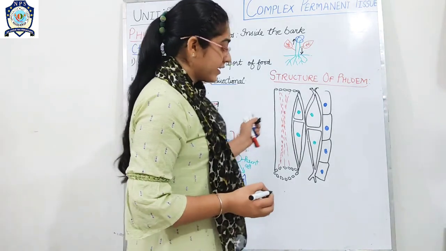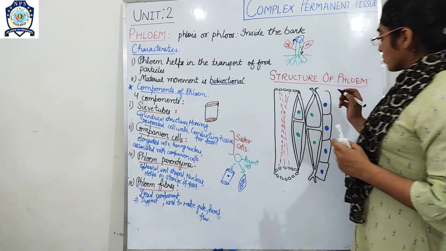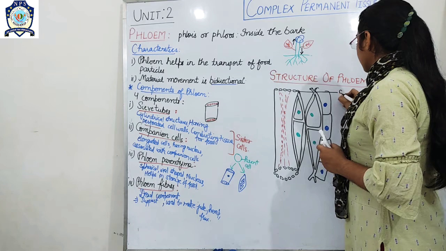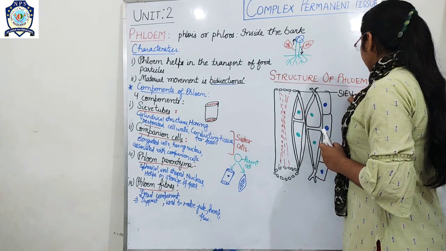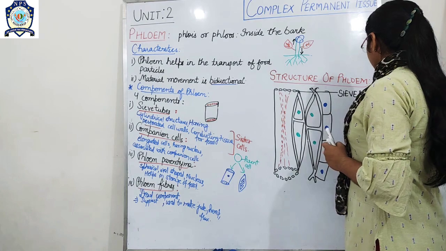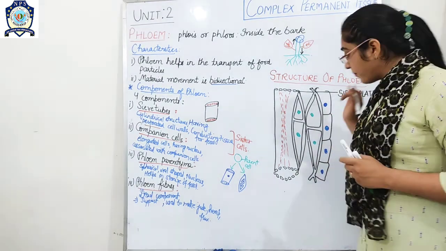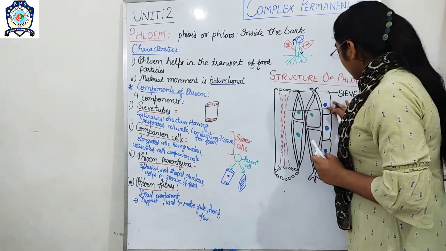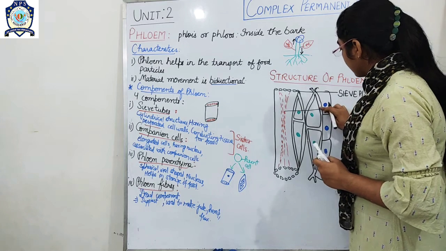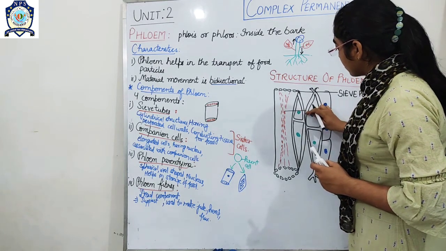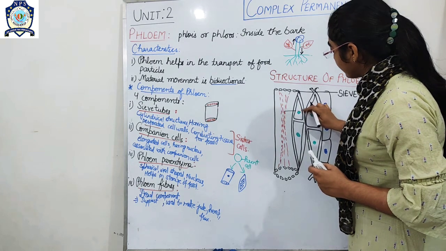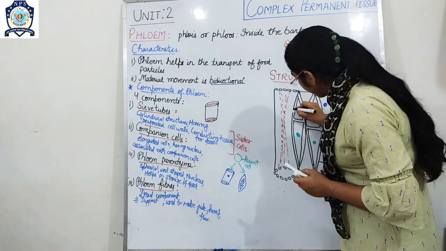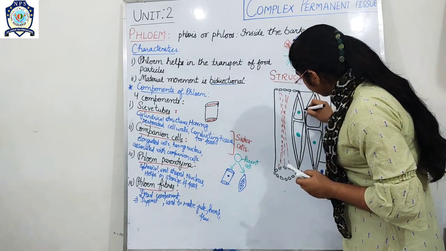So let's label it. As this is the first part, if we label it, then this portion is called the sieve plate. This one is the sieve plate. I think I should label it with a colored marker, because I have drawn the complete diagram with the black marker, so it will be easier for you to identify all the following components.